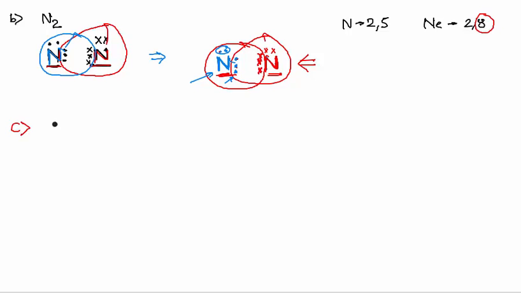Now the C part is CH4. So first draw the Lewis symbol. This is 1, 2, 3, and 4 for carbon. This is again hydrogen. You have 4 hydrogens, so draw this. Okay, 4 hydrogens.